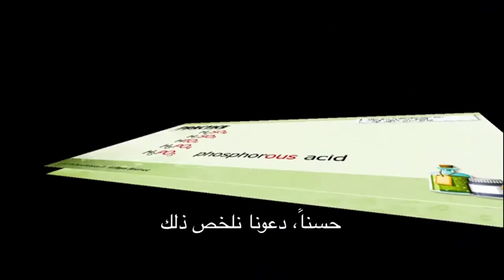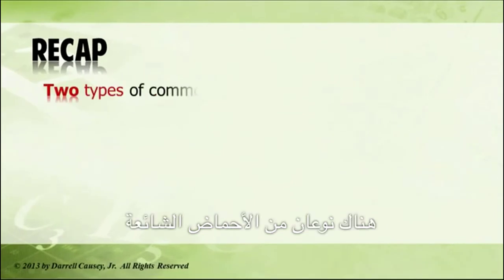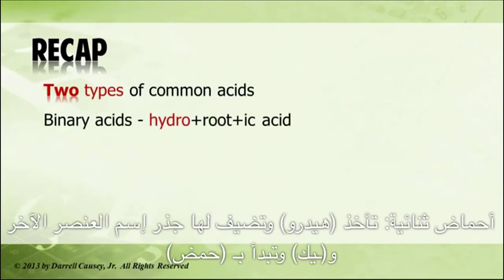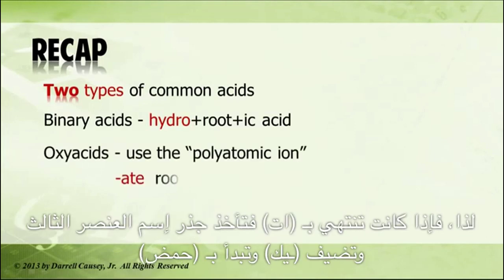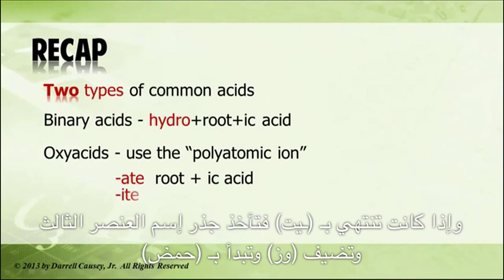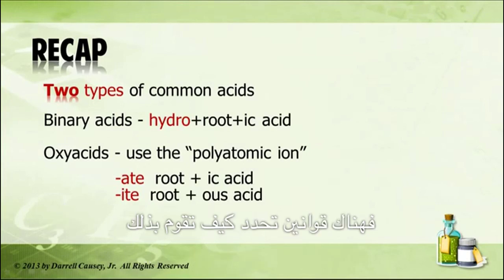All right, let's recap. Two types of common acids, binary acids: you take hydro, add the root of the other substance, add IC, and say acid. Oxyacids use the polyatomic ion. Therefore, if it ends in ATE, you take the root of the third element, add IC and acid. If it ends in ITE, you take the root of the third element, add OUS and acid. There are our rules. That's how to do it.